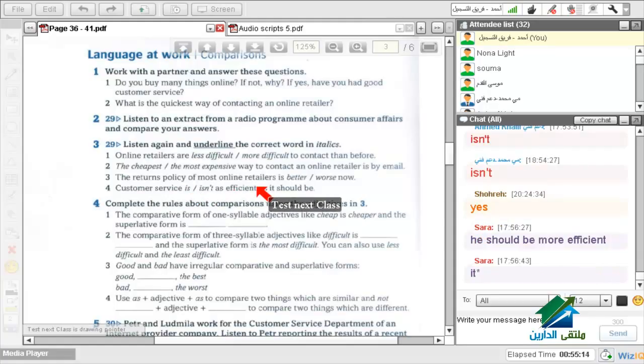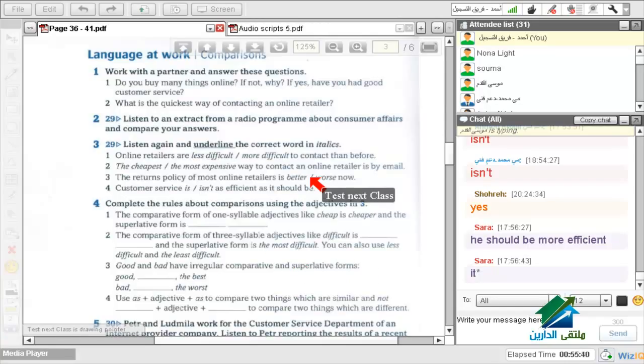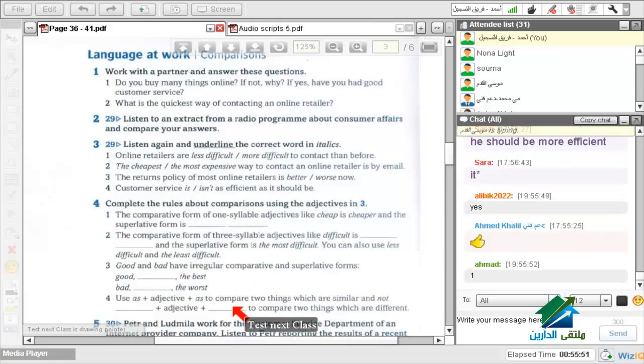But now you compare using as. Using as. So customer service is as efficient as it should be. So you compare between two things or two cases here. Is that clear? Okay, well.